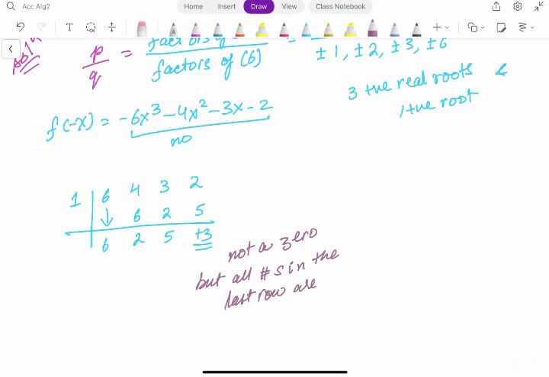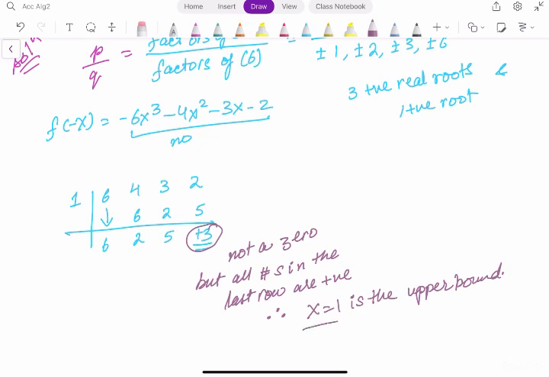But all the numbers are positive because the first condition says if c is greater than 0, so in this case, c is 1, which is greater than 0, and in the last row, it should be either positive or 0. So we have all the positive numbers. So x is equal to 1 will be the upper bound.